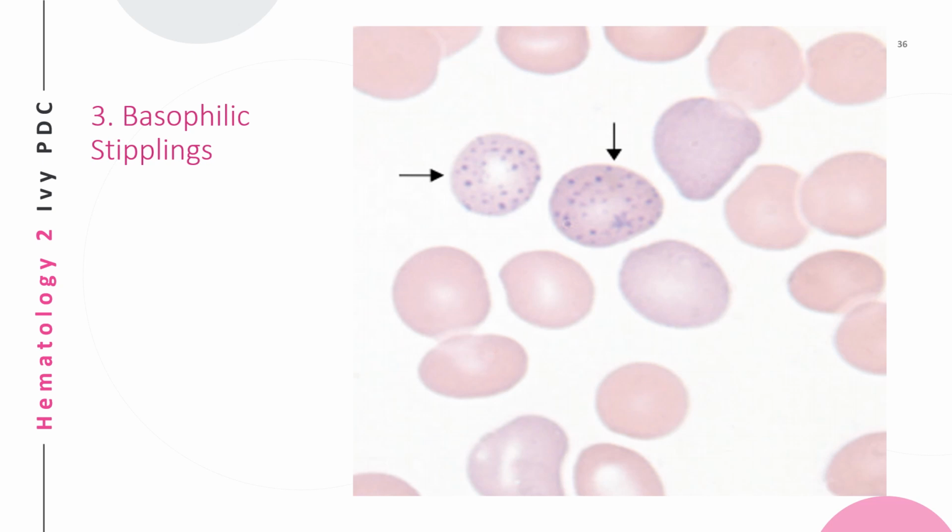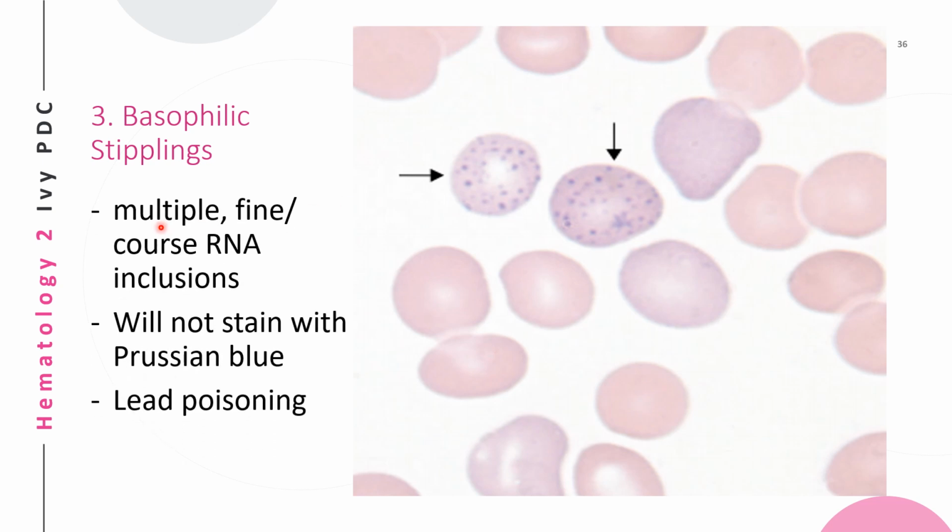Next is basophilic stippling. These are multiple fine or coarse RNA inclusions. The blue spots are the basophilic stipplings. These cells will not stain with Prussian blue and are present in lead poisoning.